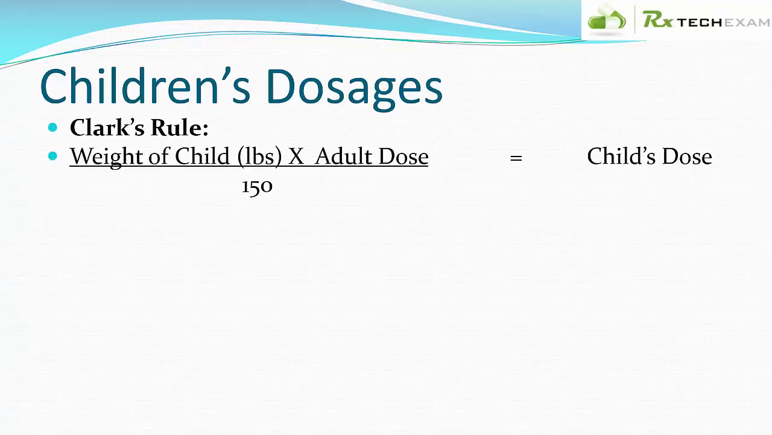Clark's rule says if you take the weight of the child in pounds, multiply that by the adult dose, and then divide by 150, you'll get the child's dose. Important to note that the child's dose will be in the same units as the adult dose.